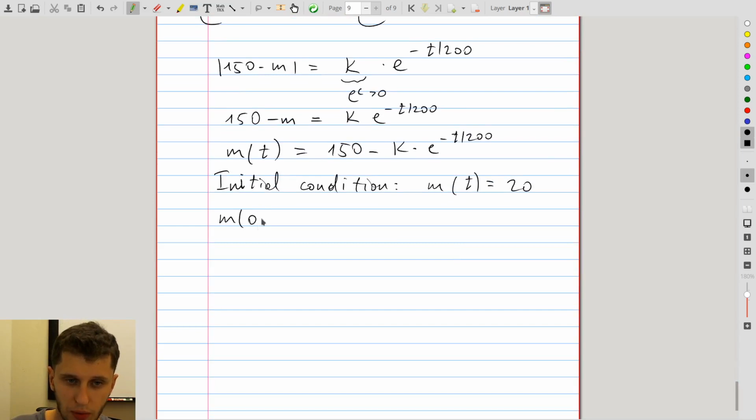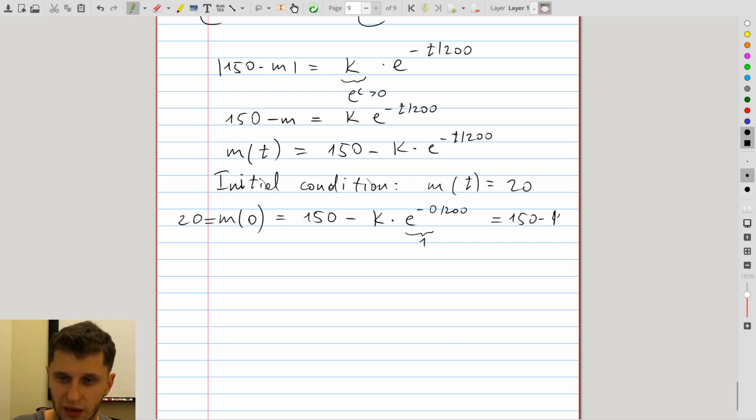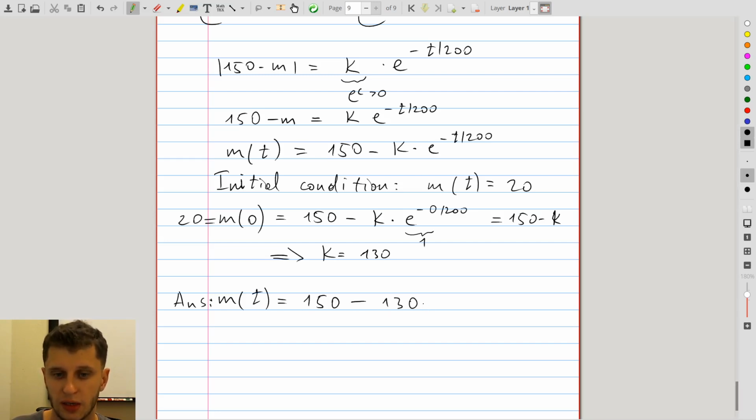that I'm going to put M of 0. On the one hand, it is 20 by the initial condition. On the other hand, it is 150 minus K times e to the minus 0 over 200. So this is really just 1. And as a result, I get 150 minus K. And so this gives that K must be 130. And finally, the answer to my problem that takes the initial condition into account is that M of t equals 150 minus 130 times e to the minus t over 200.